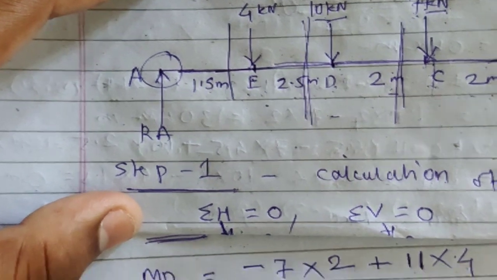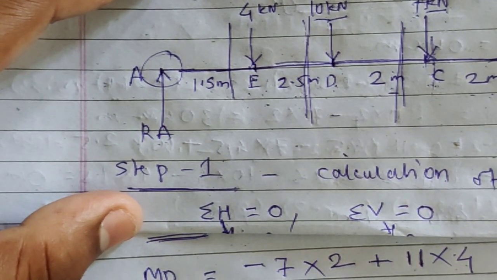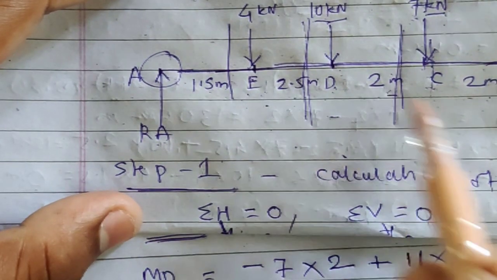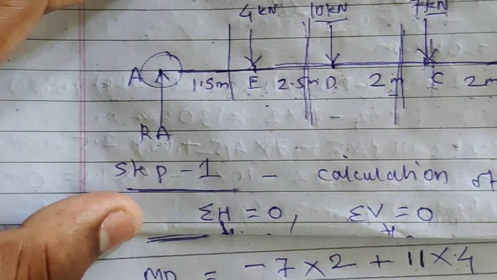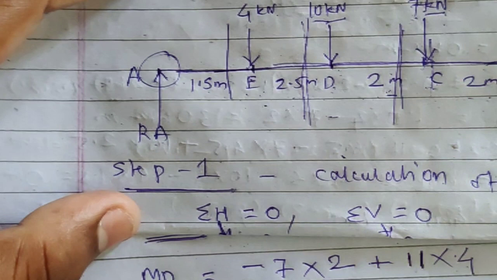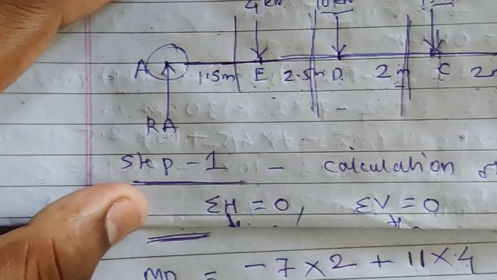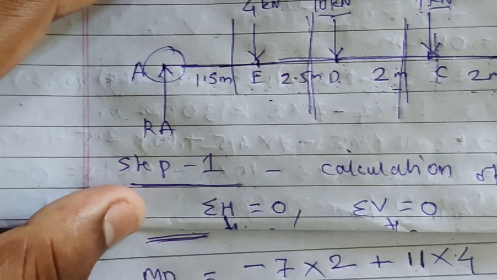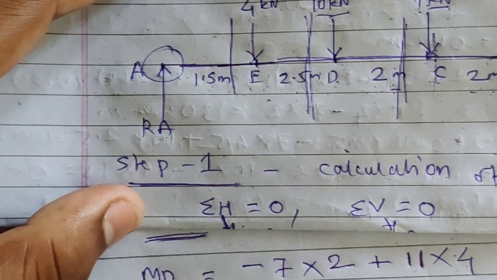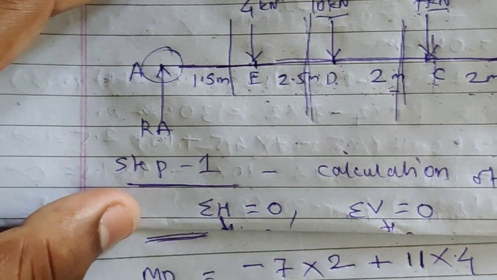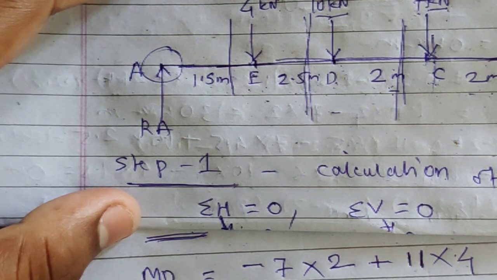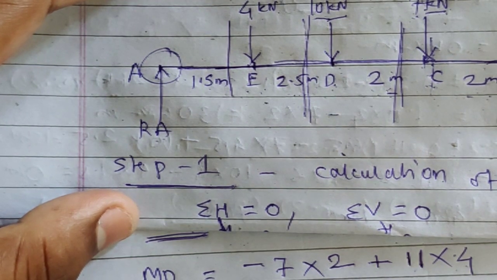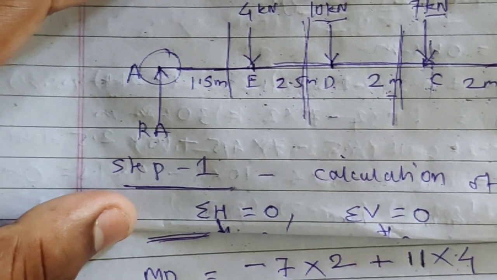So 2.5 meter minus 7 into 2.5 plus 2, which is equals to 4.5, and then this plus 11 into how much distance? This is 4.5 plus 2, 6.5. Okay, so my bending moment at E comes out to be 15 kilonewton meter.